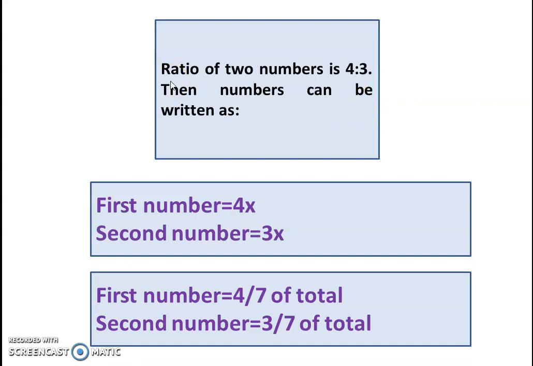Now let's see how to write quantities when the ratio is given. Here the ratio of two numbers is 4:3. That means the first number is a multiple of 4 and the second number is a multiple of 3, right? So we can write the first number as 4x. Here x is a variable, and the second number we can write as 3x.